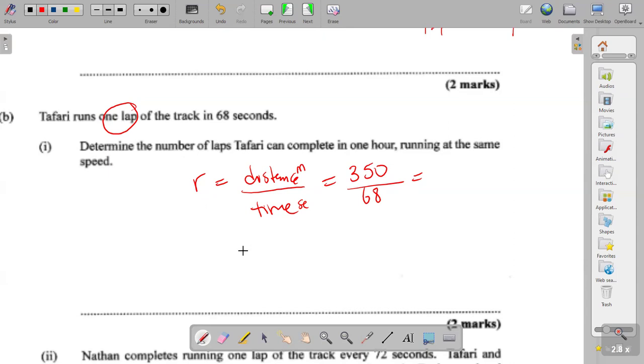Calculator people. So now our new rate is 5.15 meters per second. Yeah? So from this, it says determine the number of laps he can complete in 1 hour running at the same speed. Which means one number is not going to change: the 5.15. If that's the speed he was going before, it isn't changing. So what are we going to do?